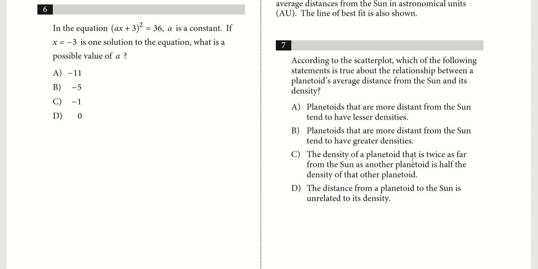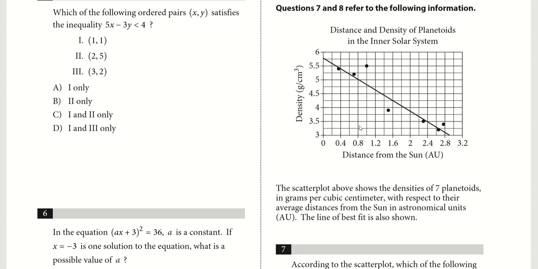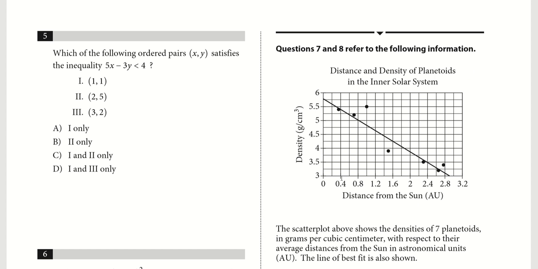C. The density of a planetoid that is twice as far from the sun as another is half the density of that other planetoid. Okay, so basically, if something's twice the distance, it should have half the density as something. And that's not what we see here. Because, for example, if we look at this one at 0.4 distance, so that's about 5.5.